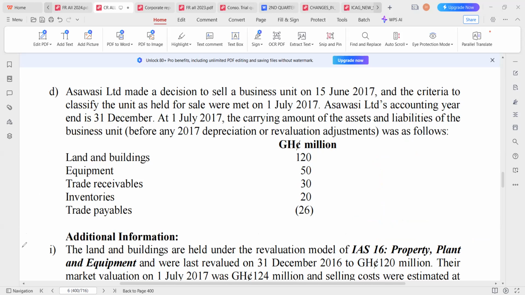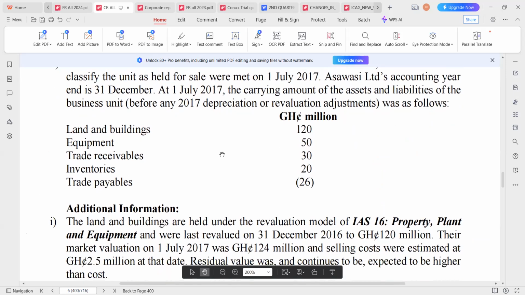Please come again, sir. I don't understand. You see, after we get the carrying amount, we must compare it with what? Fair value less cost to sell. But for the carrying amount, you have to pick the adjusted carrying amount, not the one they give you.